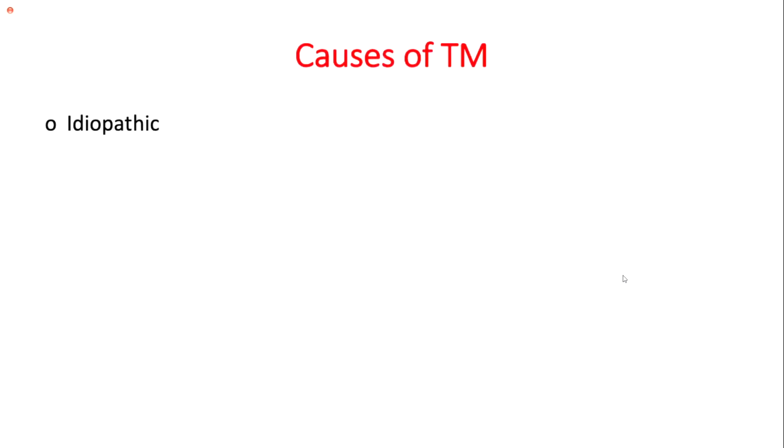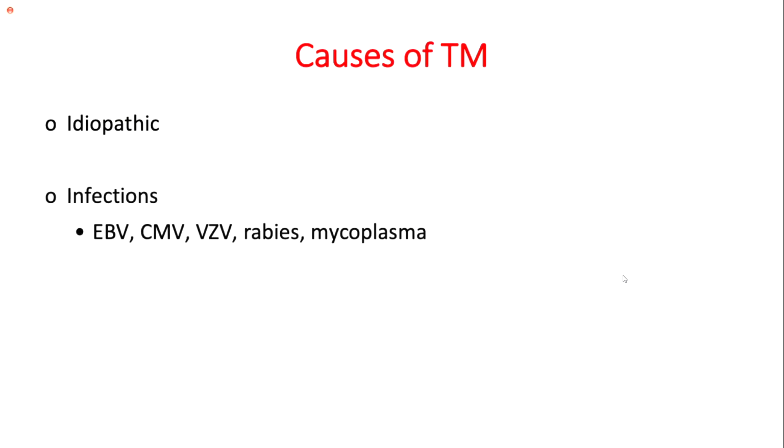So what are the causes of transverse myelitis? One is idiopathic. Idiopathic means no one knows. Very easy. Second, of course, the most common cause is infections. So I have listed some of the common infections: Epstein-Barr virus, cytomegalovirus, varicella zoster virus, rabies, mycoplasma. Mycoplasma is a bacteria or a virus? Bacteria. Good.